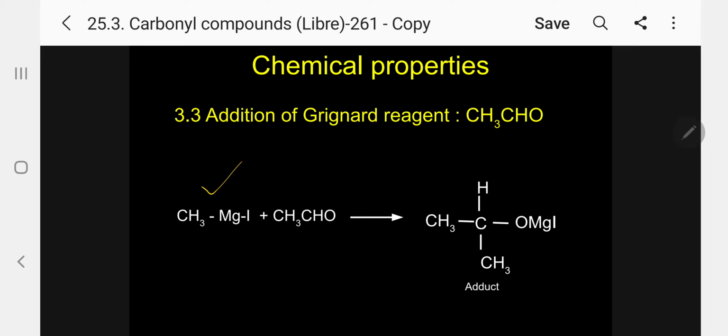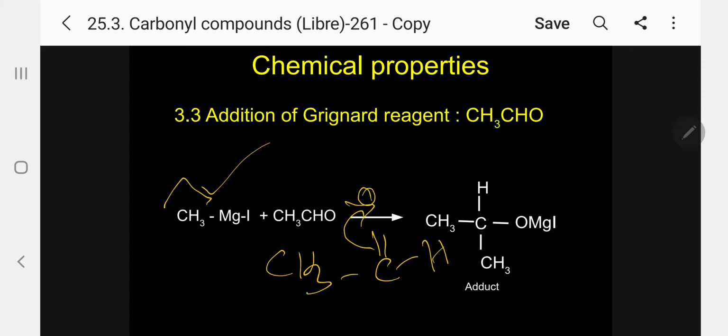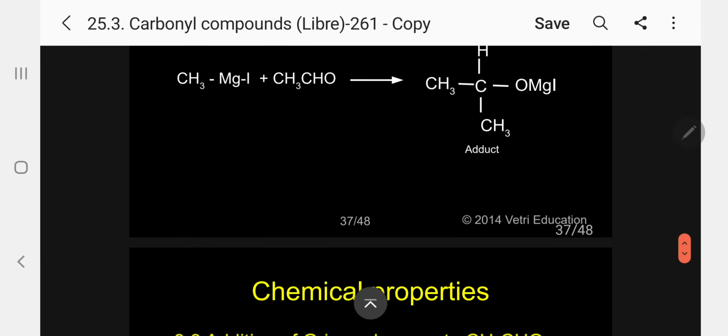So again, methyl magnesium iodide is added. As usual, this is acetaldehyde. Kindly follow. We are adding now again. This is added here: O minus Mg plus I is added, then CH3 minus is added. This is the adduct formed in the case of acetaldehyde.